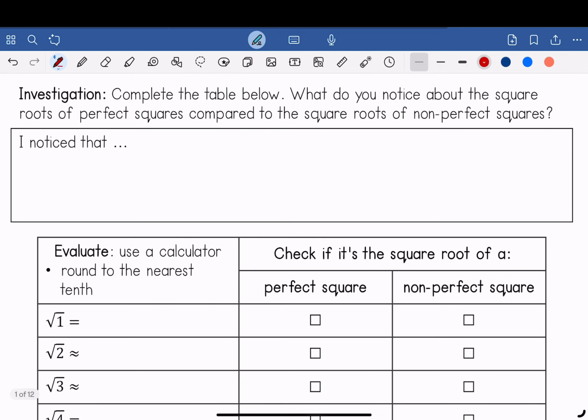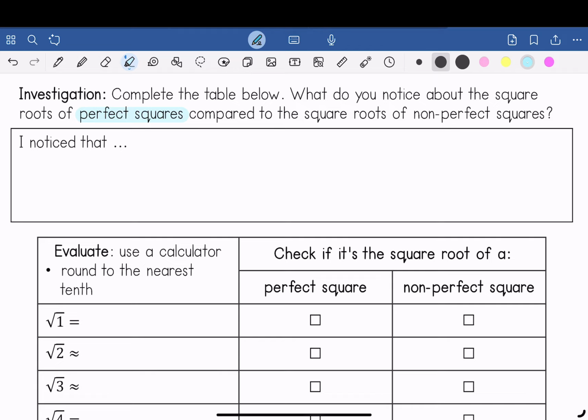Investigation. Complete the table below. What do you notice about the square roots of perfect squares compared to the square roots of non-perfect squares? A perfect square from the last lesson means that an integer, a whole number, negative or positive, to the power of 2 will give you a perfect square. So when you take the square root of a perfect square, you're going to get an integer. Versus the square root of a non-perfect square, which is not going to end up being an integer.